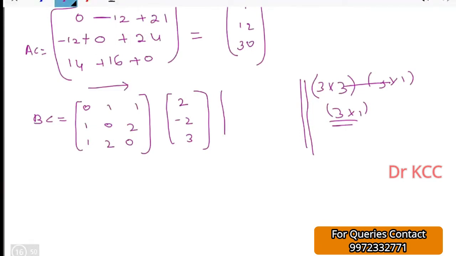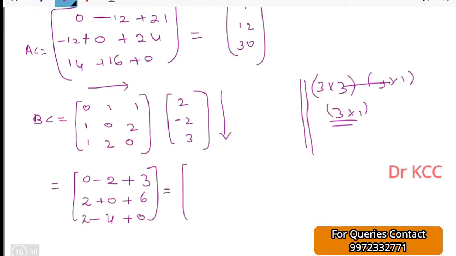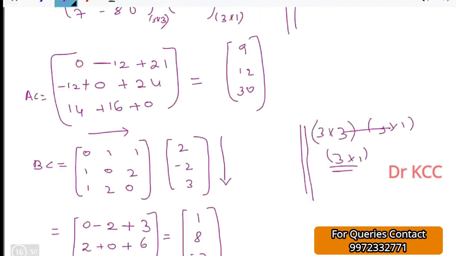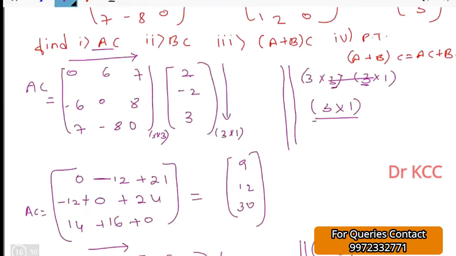So what is first row, first column? Yes, 0 into 2 is 0. Then 1 into minus 2, minus 2, plus 1 into 3, 3. Then 1 into 2, 2. 0 into minus 2 is 0. Then plus 2 3s are 6. 1 into 2, 2. Plus into minus, minus 2 2s are 4. Plus 0 into 3, 0. So you will get it as 3 minus 2, 1, 8, 2 minus 4, minus 2. So this is your BC. So we found out AC, we found out BC.